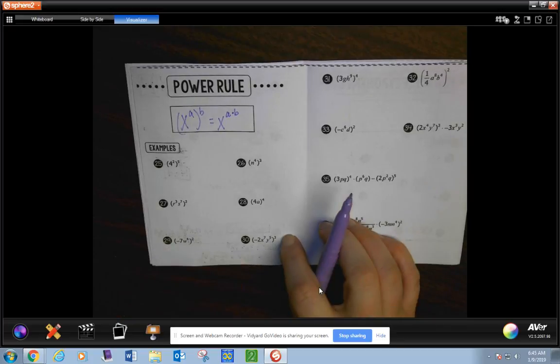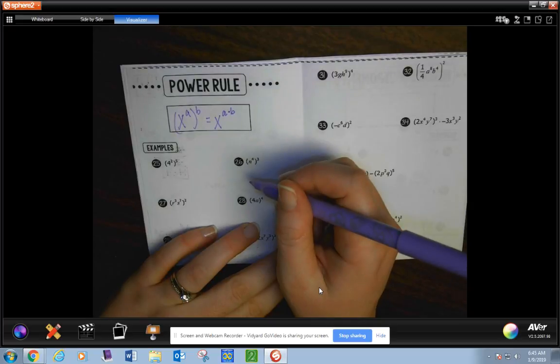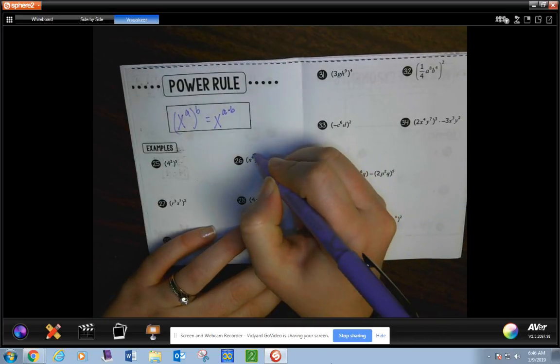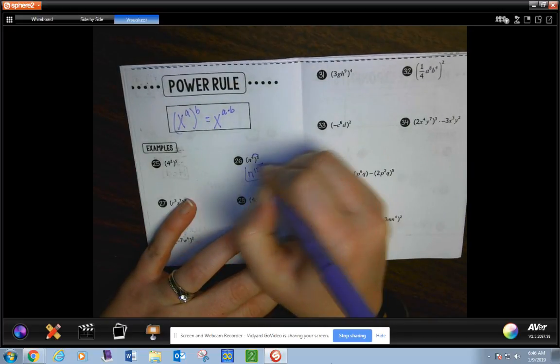Okay, so for 26, the first thing we're going to worry about are coefficients, and I do not have a coefficient, so all I have to do is multiply my exponents. So I have n to the 12th, and that's my final answer.